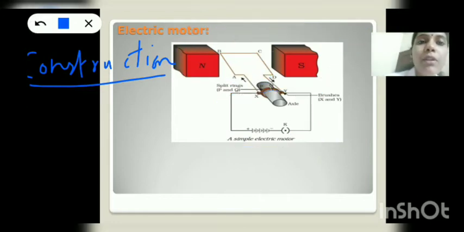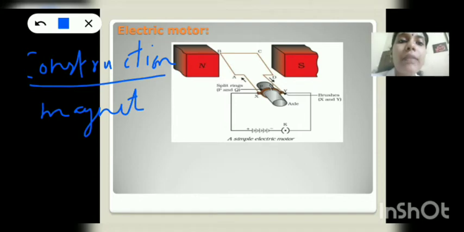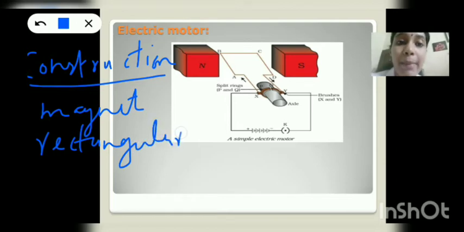So this is about the construction. What are the important parts of an electric motor? It consists of a magnet, then a rectangular coil. This rectangular coil is placed inside the magnetic field produced by this magnet.